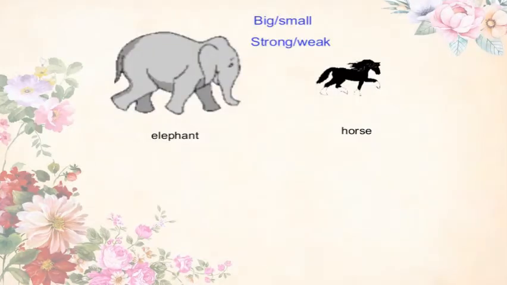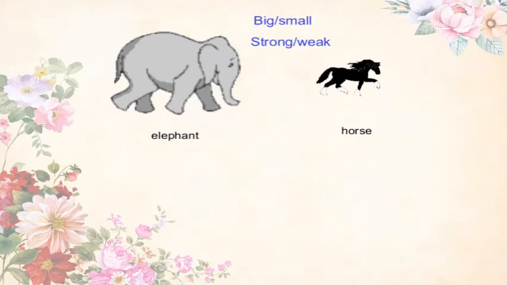Now here two pictures are there. One is elephant. Observe the size and strength. Second one is the horse. Again observe the size and the strength. Here 4 words are given: big, small, strong, weak. Now here only 2 animals means this is about the comparative degree, isn't it? We are going to compare elephant and horse, and we will use these 4 words: big, small, strong and weak. Okay, we'll start.